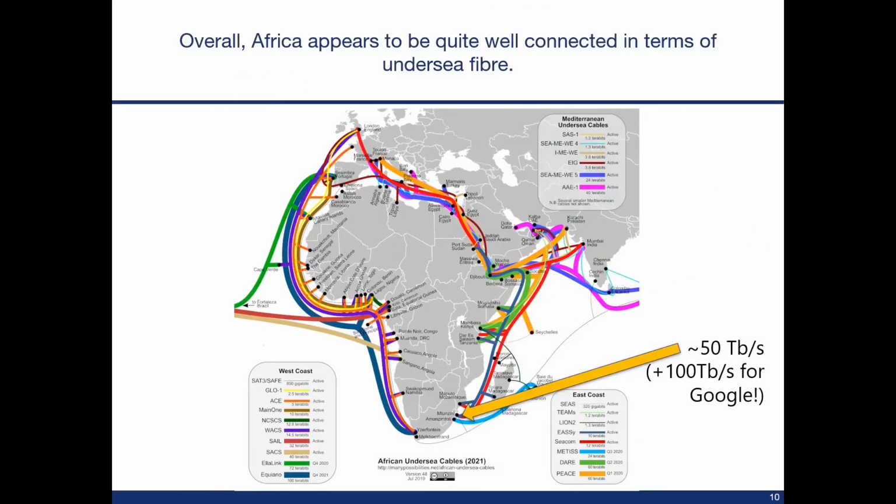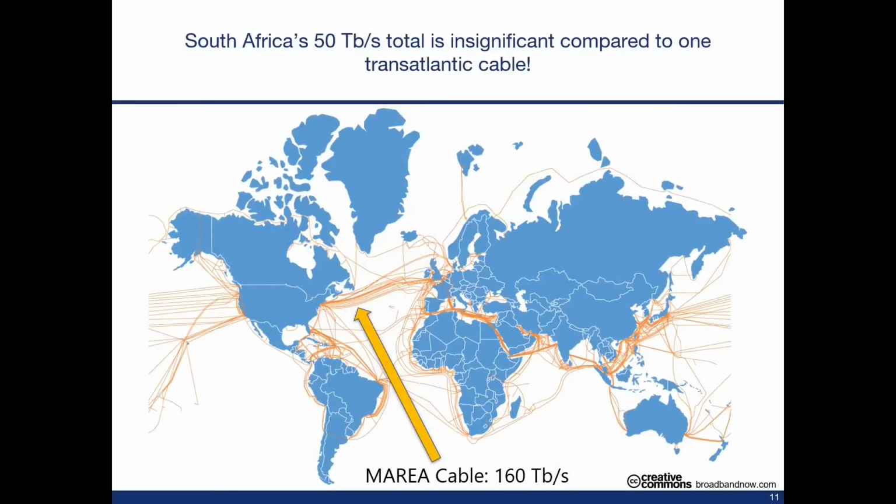Overall, Africa appears to be quite well connected in terms of undersea optical fiber. South Africa, for example, has a total of about 50 terabits per second capacity, and it's not all used yet. The new Equiano cable, which is the world's first space division multiplex undersea fiber, is 100 terabits per second by itself, but it's for Google's exclusive use and doesn't count towards general internet capacity, at least in a direct manner. To put this into perspective, a relatively recent cable between the USA and Portugal called the Marea cable is 160 terabits per second alone.